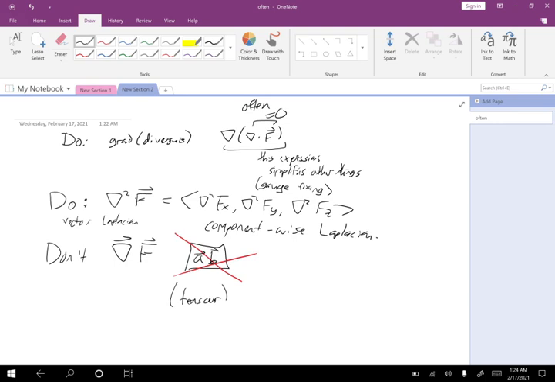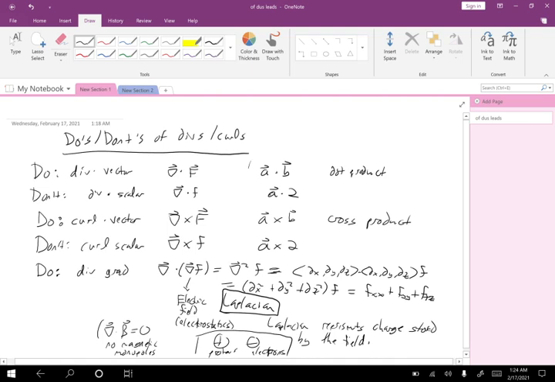So as long as you follow these rules, that should help keep these objects straight. Just remember that these things correspond to objects like this, and you should be okay.